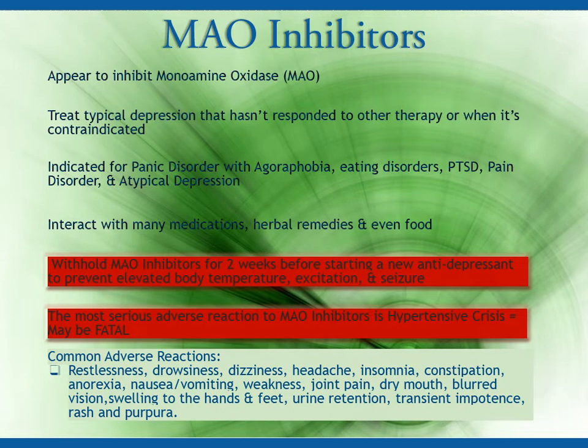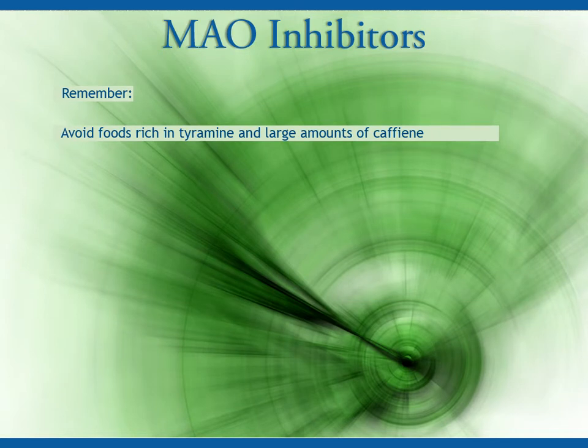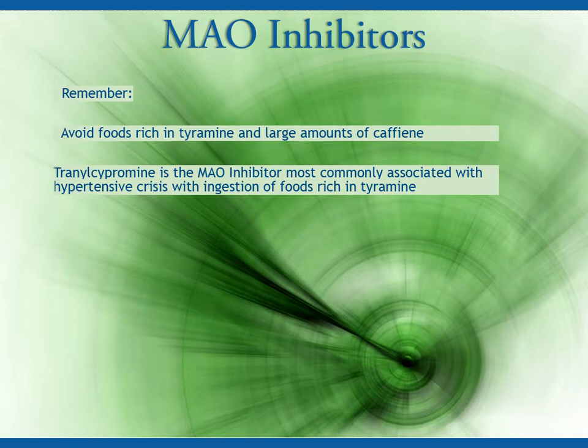The most common adverse reactions are drowsiness, restlessness, dizziness, headache, insomnia, constipation, anorexia, nausea, vomiting, weakness, joint pain, dry mouth, blurred vision, swelling to the hands and feet, urine retention, transient impotence, rash, and purpura, which is a disease characterized by purple or brownish red spots on the skin or mucous membranes, caused by blood being forced into surrounding tissue. Remember, avoid foods rich in tyramine and large amounts of caffeine. Tranylcypromine is the MAO inhibitor most commonly reported to cause hypertensive crisis with the ingestion of foods high in tyramine.